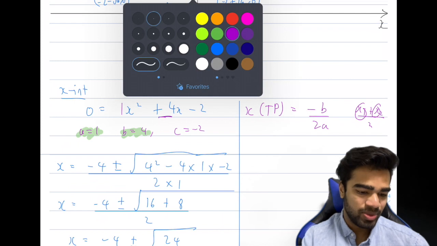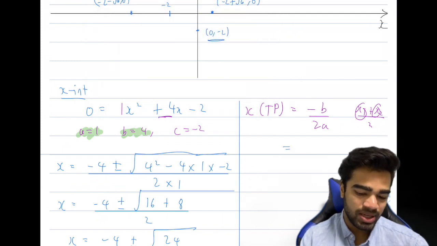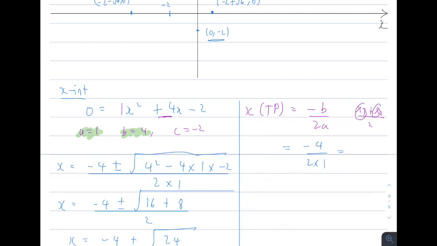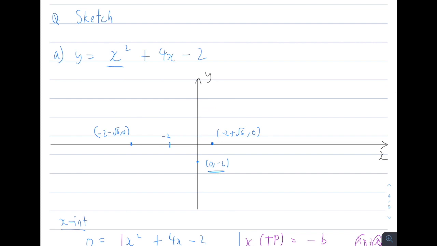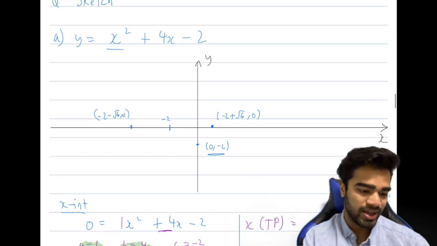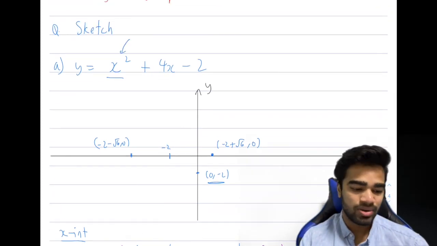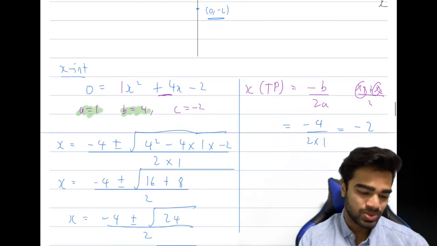Right. So -b on 2a is really simple. What is our b? b is 4, so -4 over 2 times a, which is 1. So the x-coordinate of the turning point is -2, if you simplify that. So it's pretty much over here somewhere, -2. We already have it. To find the y-coordinate, you just need to sub it into here. So we'll sub it in quickly.